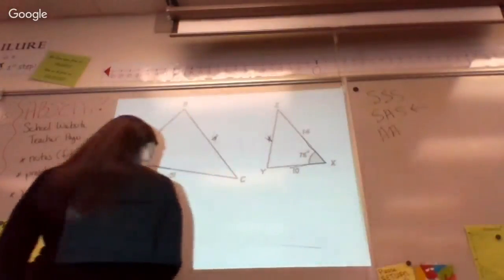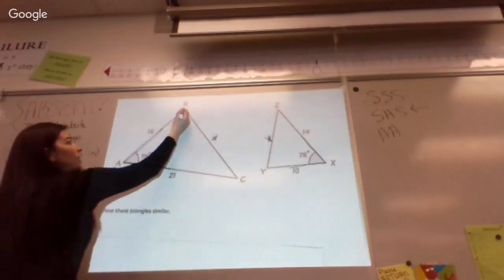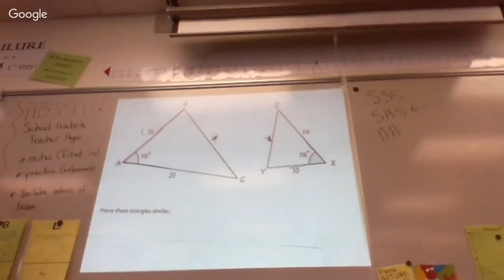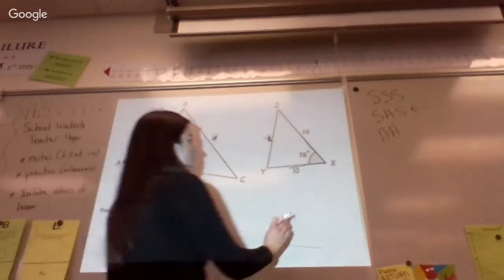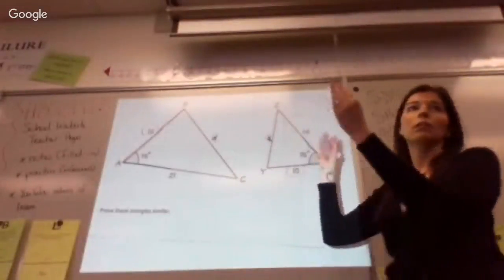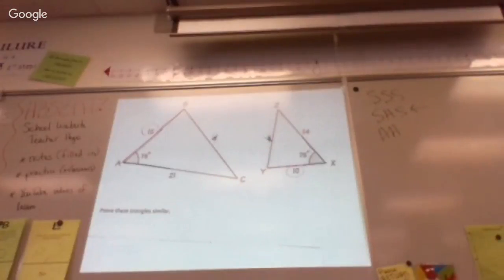So I'll let you guys do the work, but to make sure we start it correctly, 15 corresponds with which one? Why do you say 10, Kai? Because it's the smallest one. Smaller goes with smaller, bigger goes with bigger. It's not a reflection. 15 goes with 10, 14 goes with 21. Set up your proportions. See if they are in fact proportional, and thus if the triangles are similar.